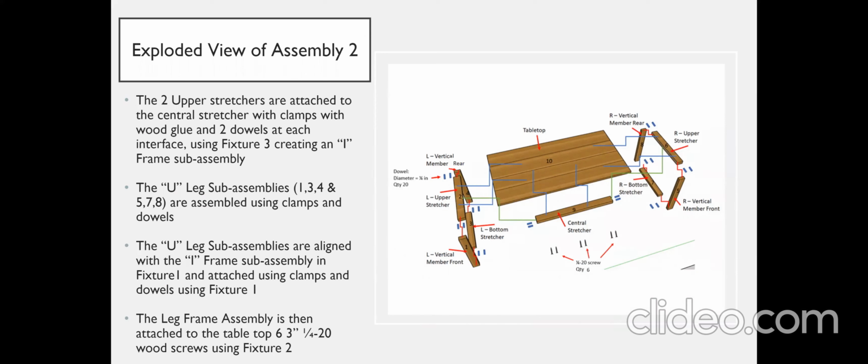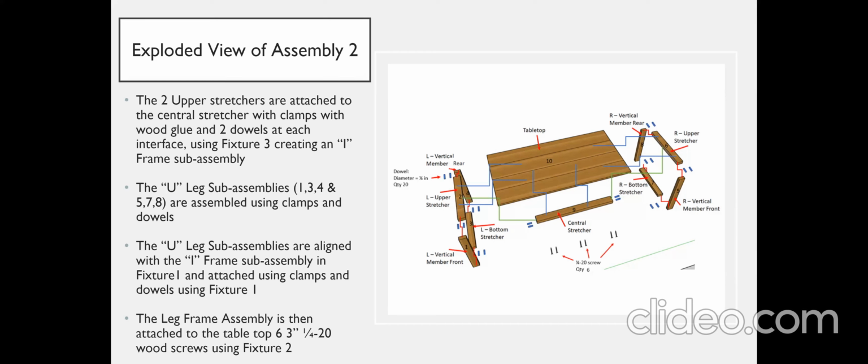The exploded view shows basically how each member is attached to the other member. We've been using dowels, 2 dowels for each joint, and to screw the tabletop to the rest of the table, we use 6 1/4-20 screws. We use fixtures to make sure that our KCs are met.